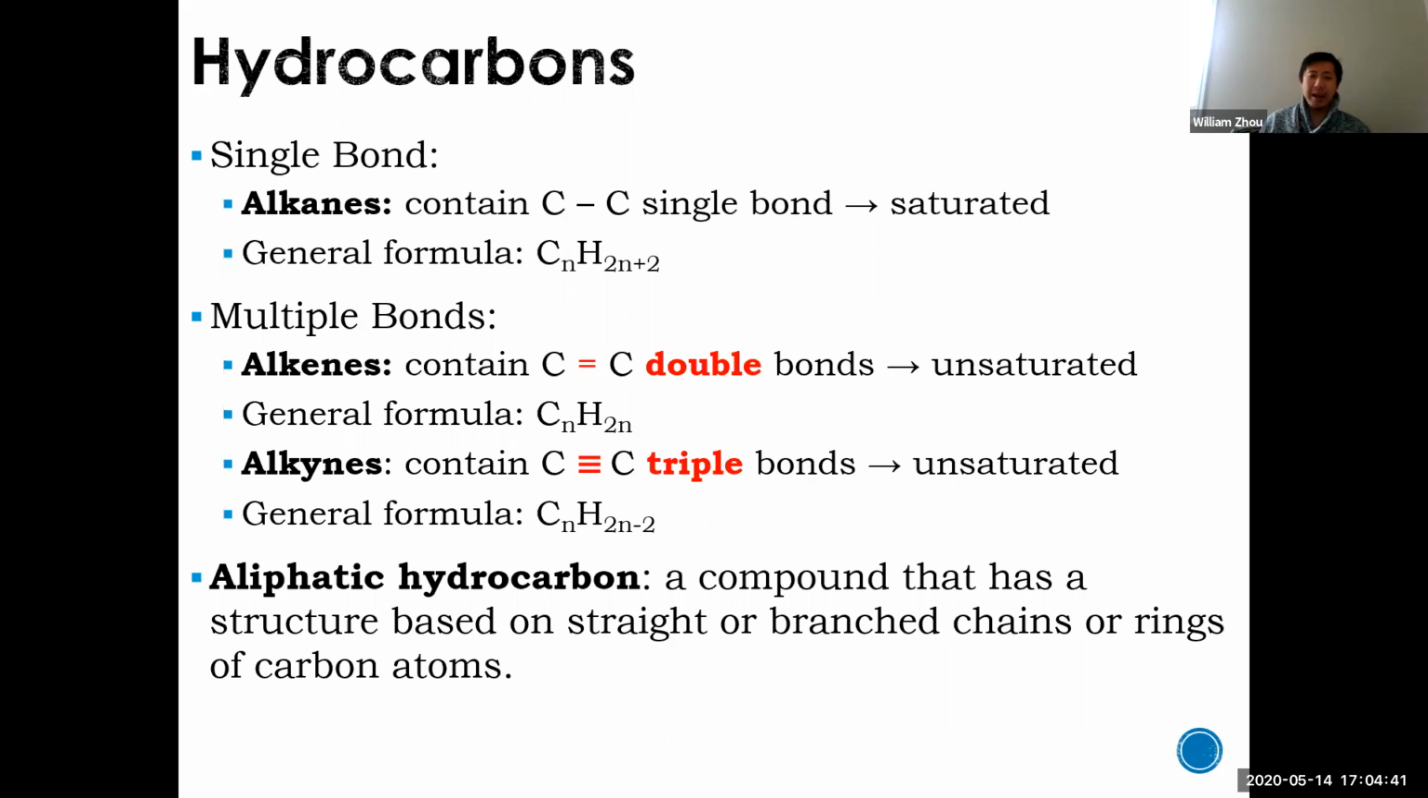And finally, aliphatic hydrocarbons. So basically, that's a compound that has a structure that is a straight or branched chain or rings. So basically everything that we've learned and will learn will be aliphatic, okay?